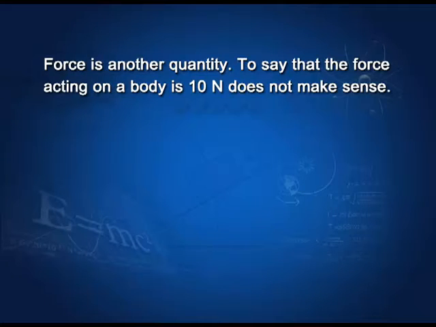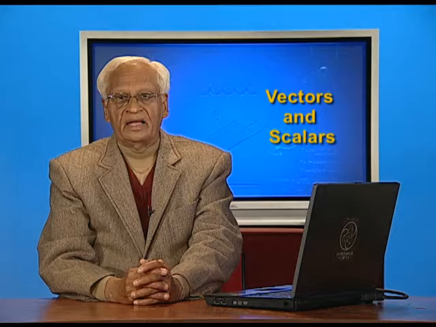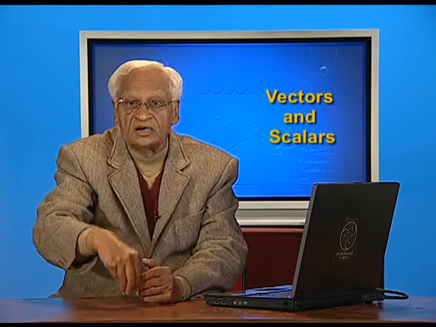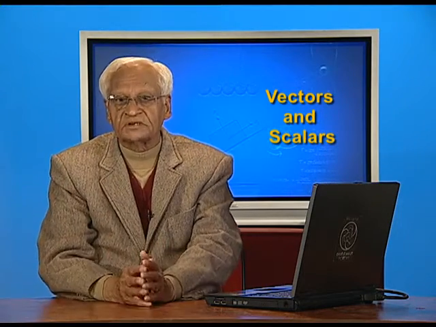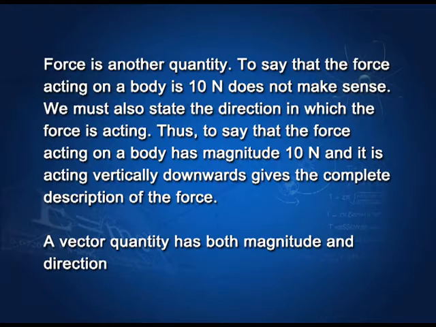Force is another quantity. To say that the force acting on a body is 10 newtons does not make sense. We must also state the direction in which the force is acting. Thus, to say that the force acting on a body has magnitude 10 Newton and it is acting vertically downwards gives a complete description of the force. So, to sum up, a vector quantity has both magnitude and direction.